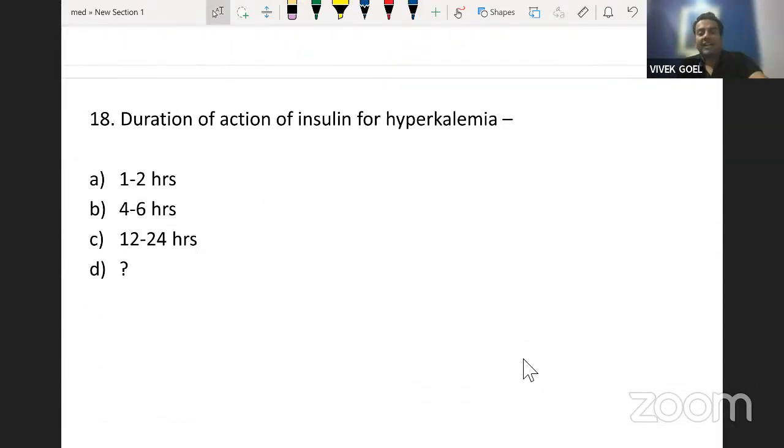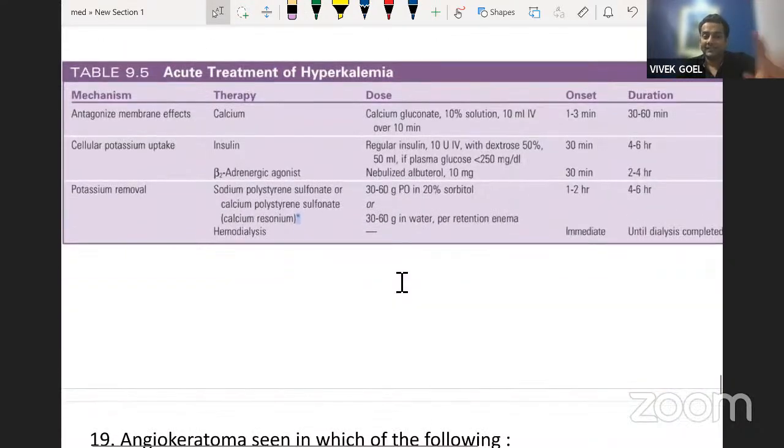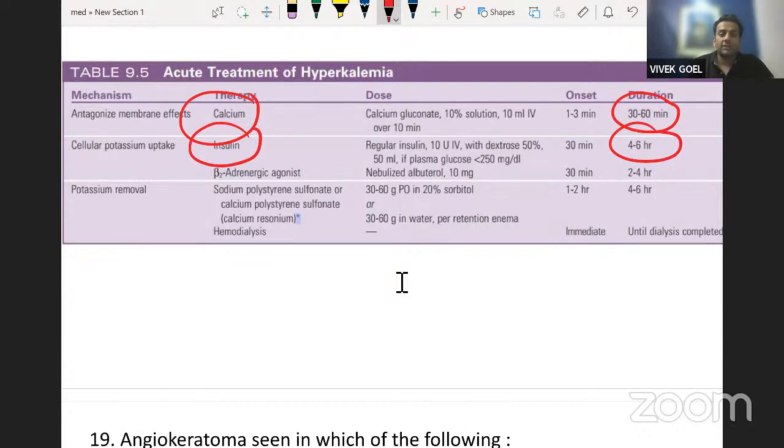Now, duration of action of insulin for hyperkalemia. I do not remember in which live session, but I have asked you this in my class test of electrolyte disorders also. This table itself was discussed. Calcium has a duration of action of around 1 hour, 30 to 60 minutes. Insulin has a duration of action of 4 to 6 hours. The beta-2 agonist, salbutamol, has a 2 to 4 hour action, and sodium polystyrene sulfonate again has a 4 to 6 hour action, but it takes a longer time, around 2 hours, to act.